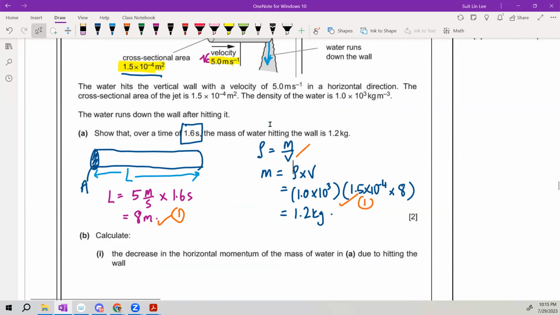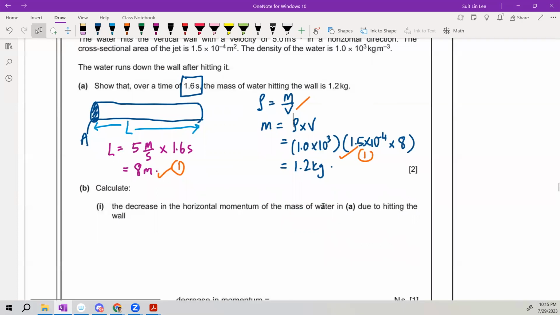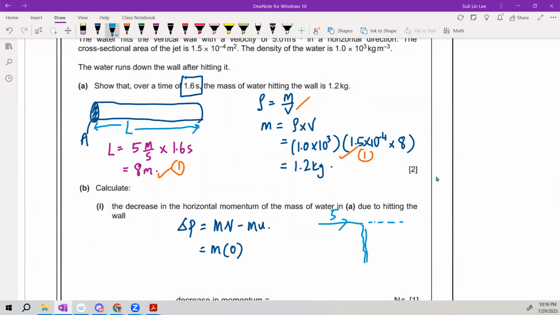Okay, so part B, calculate the decrease in horizontal momentum of the water. So this one is obviously still a change in momentum question. So I can take mv minus mu, okay? But the final velocity of the water is 0 because the water is going to hit like that at 5 and then it run down here, but there is no more horizontal speed. Initial is 5, lah. Final is none, 0, because the water just totally changed direction already.